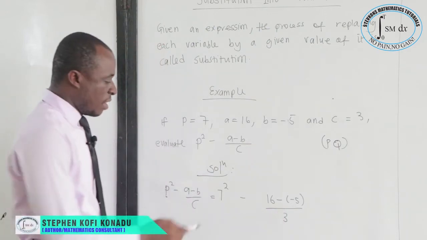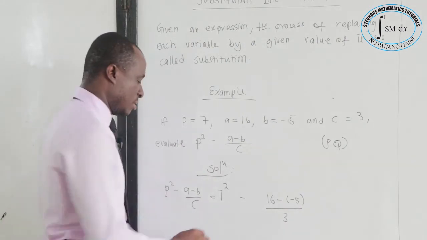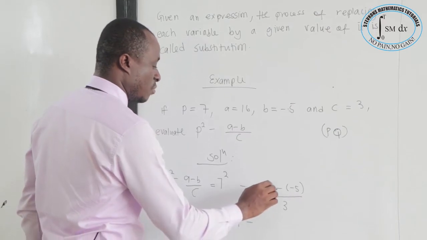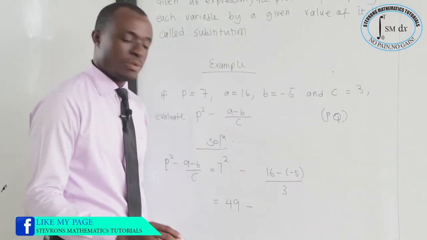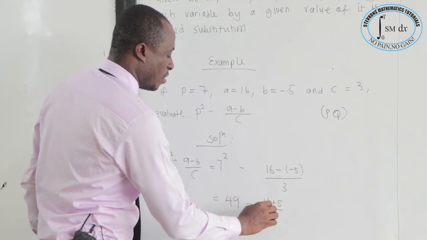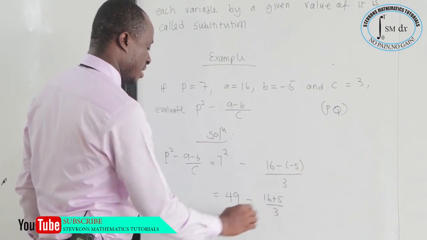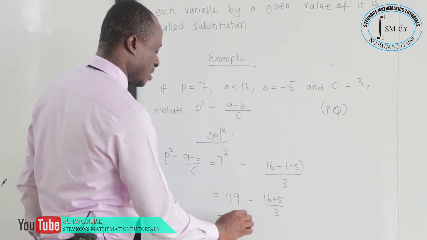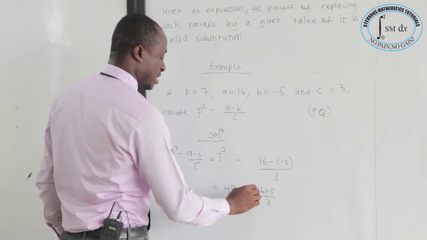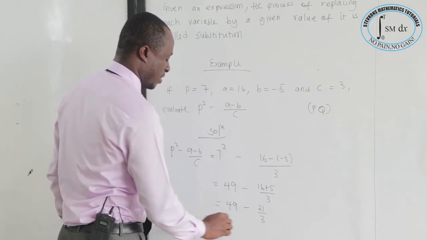C is 3. Now, what is 7 squared? 7 squared means 7 times 7, and this is 49. Here, we have negative times negative, which is what? Positive. So you have 16 plus 5 all over 3. Now, let's simplify the fraction. So you have 49 minus, now let's see, that is 16 plus 5. We have 21 all over 3.